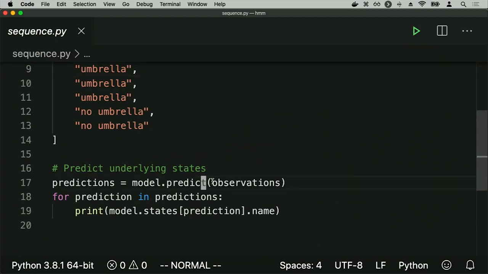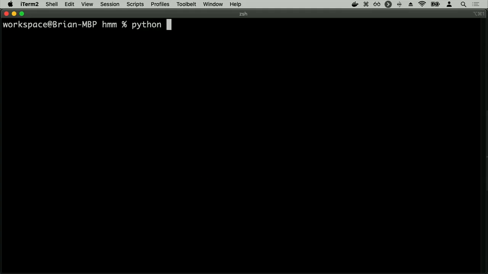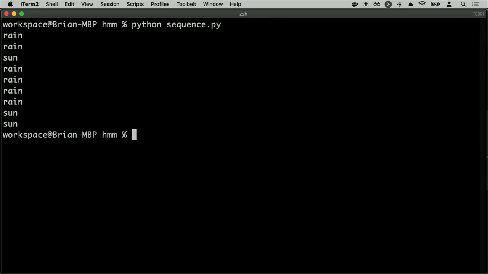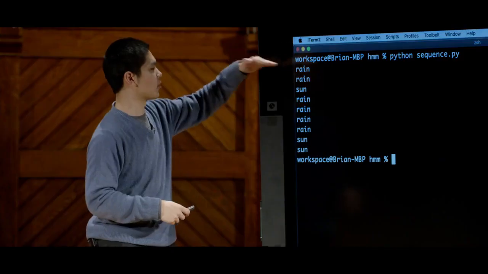So we're going to go ahead and predict these observations, and then for each of those predictions, print out what the prediction is. And this library just so happens to have a function called predict that does this prediction process for me. So I run python sequence.py, and the result I get is this. This is the prediction, based on the observations, of what all of those states are likely to be. And it's likely to be rain, then rain.